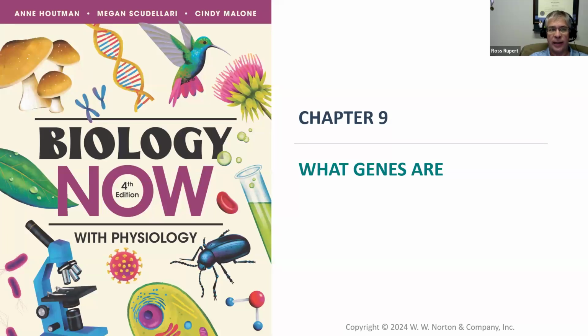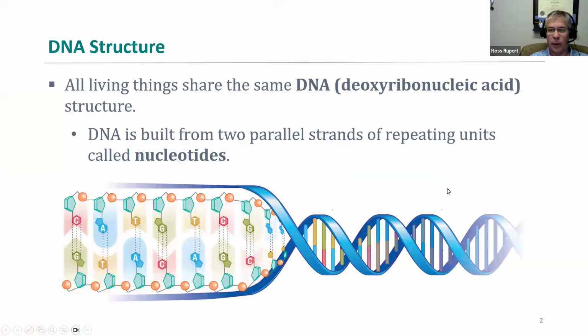But what exactly is a gene? Well, in short, a gene is a stretch of DNA that encodes a single peptide, which could be a dye, it could be a hormone, and that leads to the trait. But what is DNA itself? DNA stands for deoxyribonucleic acid, and it is basically nucleotides strung together.